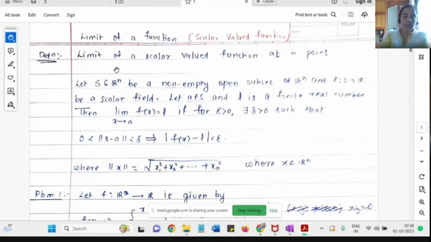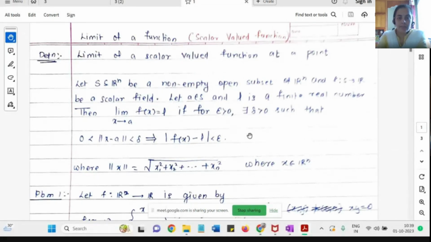So going ahead with this, let S be a non-empty open subset of Rn, and f from S to R be a scalar field. Scalar field and scalar valued function will be treated equally in my session. Let A be an element of S and L some finite real number. Then I can say that limit x approaching A, f of x is equal to L.